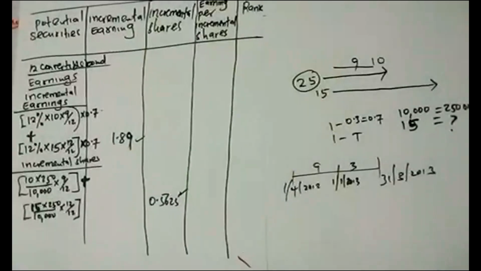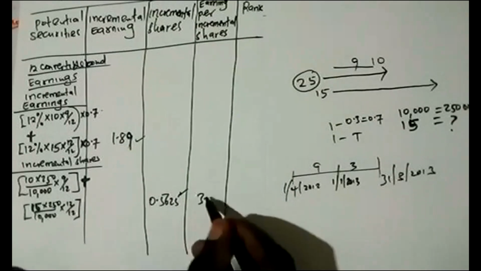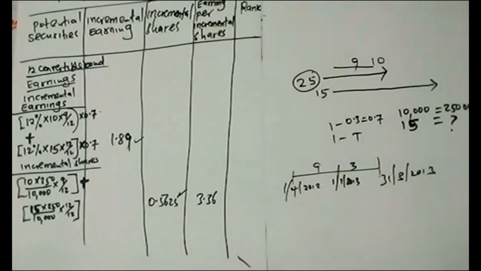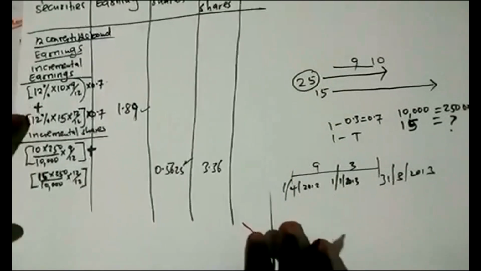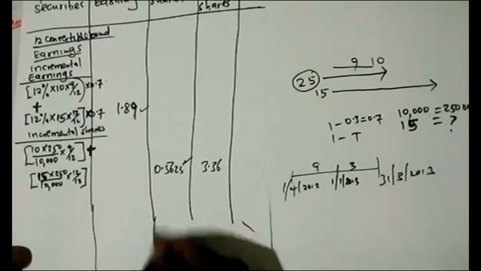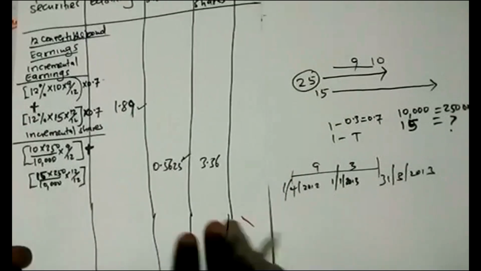So 1.89, you divide with 0.5625. So that is 3.36. Then finally, we can do now the last part of the question.